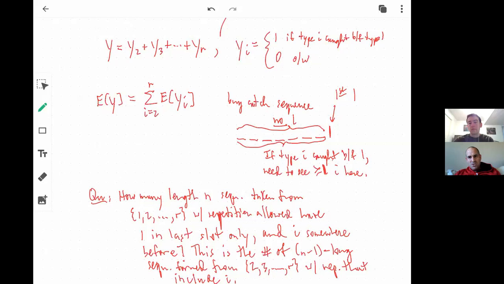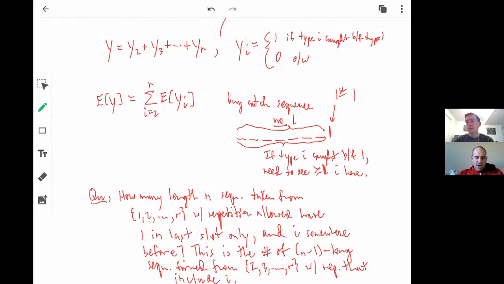How many bad sequences would there be, Matthew? What would a bad sequence be? It would basically be any permutation that doesn't include I. Right, anything that doesn't include I. So basically it's almost like I would pretend I didn't have I.